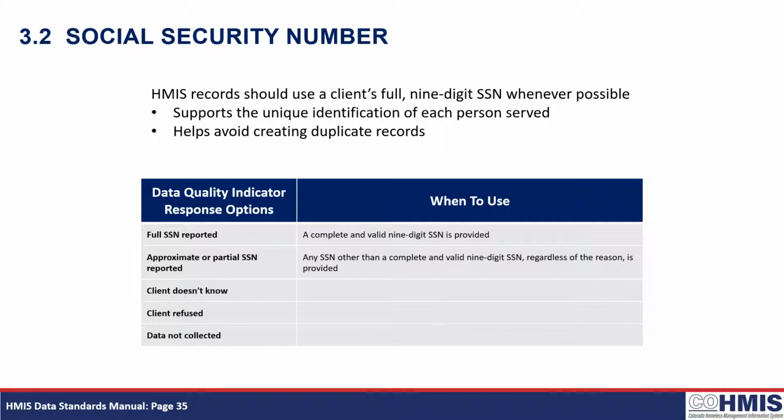As with name and date of birth, again, we're going to select the data quality type that we've entered. So a full SSN, that full 9-digit, is a full SSN reported. If we only have a partial, maybe we just have the last 4, we would enter zeros up until the last 4 and then select approximate or partial SSN reported.